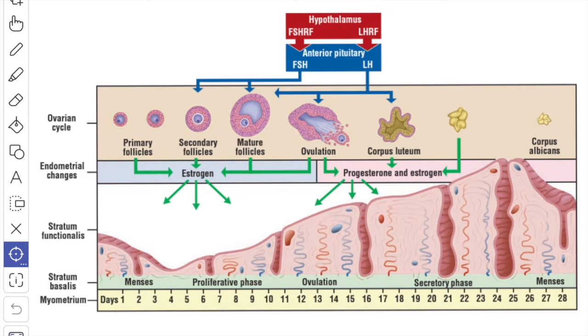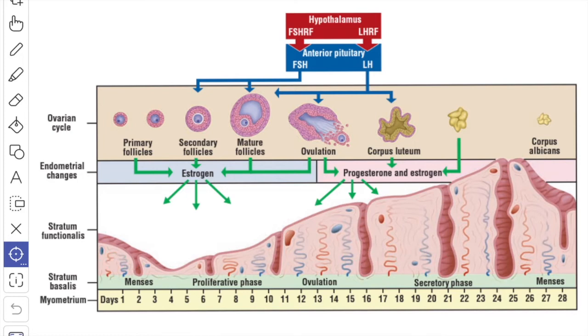Next, we'll see about the uterine cycle or menstrual cycle. The periodic structural changes of the endometrium of the uterus during the reproductive life are known as the uterine or menstrual cycle.